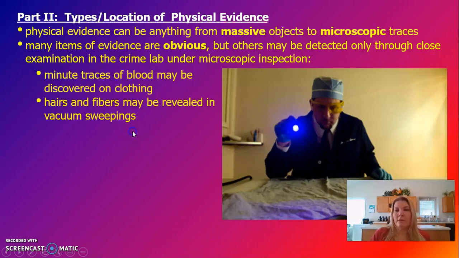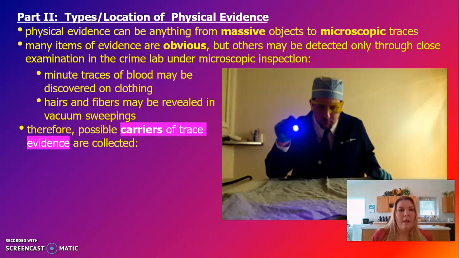So we might be looking for tiny traces of blood, hairs and fibers, like we said. If we're dealing with things other than clothing, you can use a vacuum. So if you're looking at a rug or wall-to-wall carpeting, you look at that sort of thing.